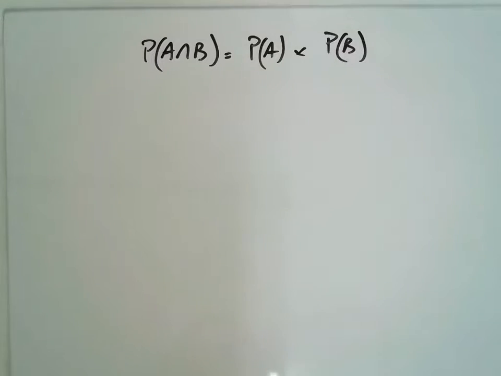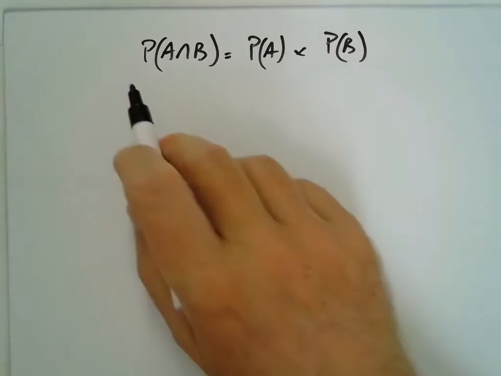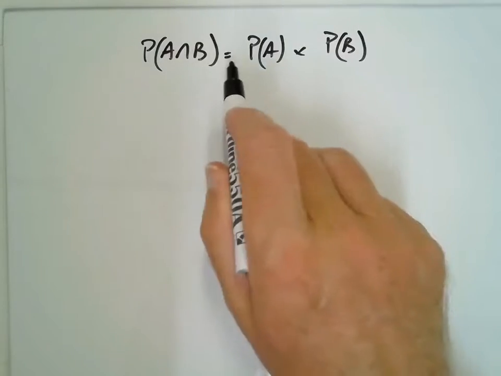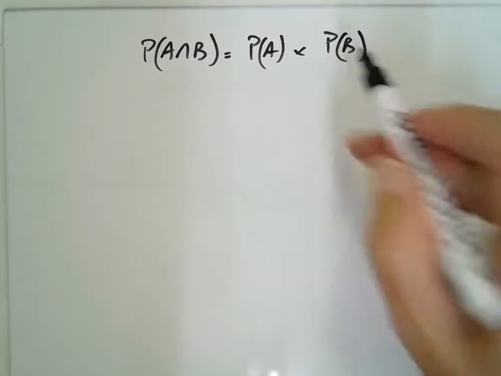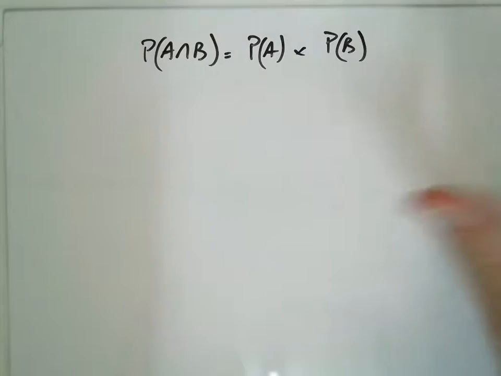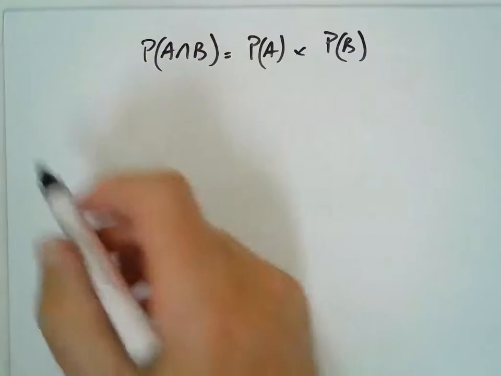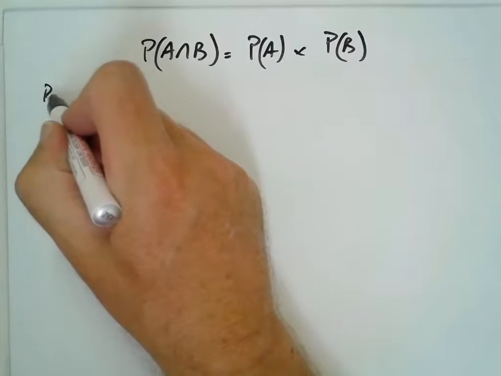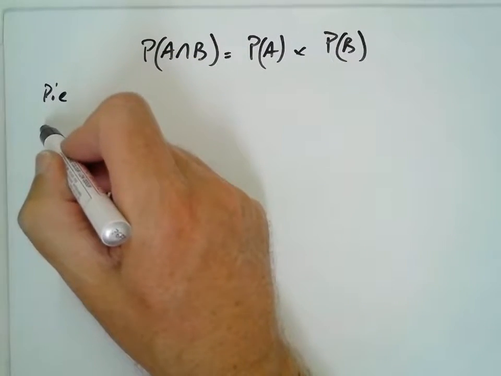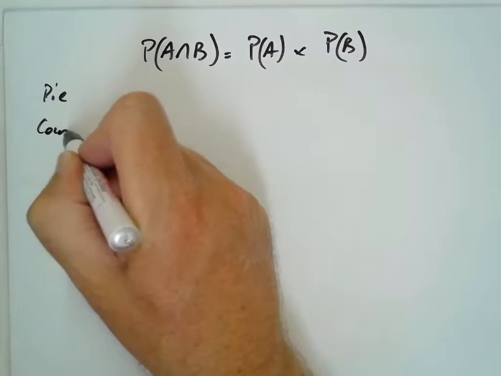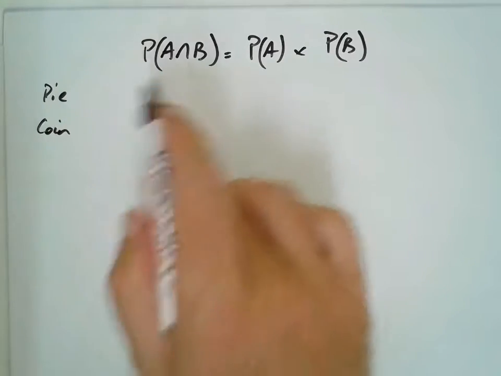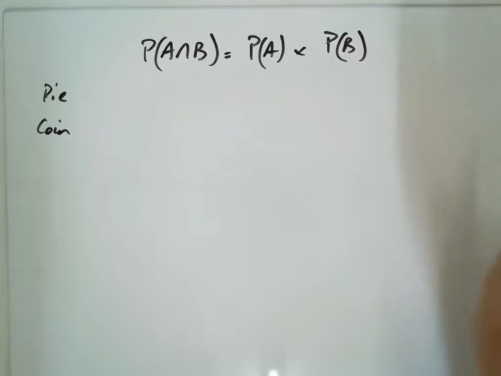Okay, the multiplication rule of probability. The probability of A and B is the probability of A multiplied by the probability of B. So what's happening here is we're doing two different things. Let's just say I'm rolling a die and throwing a coin. I'm doing two different things, so A and B are different items.